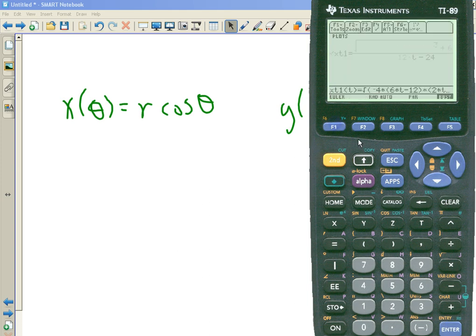And go to y equals. Remember, we did stuff like this the first week of school. Okay, so now they don't have theta here. They use t's, right? It's a t. The theta is just a dummy variable. Doesn't matter if you call it t.